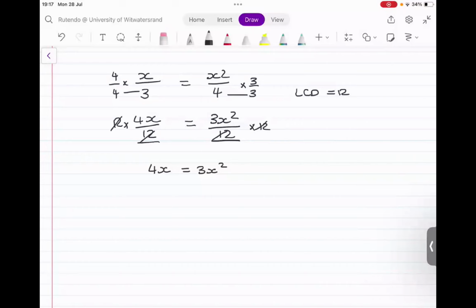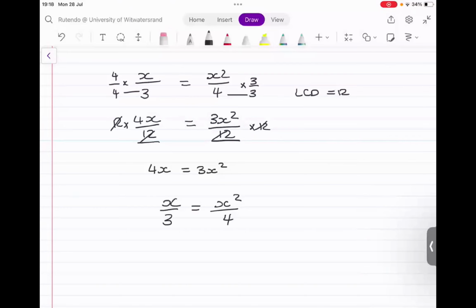Okay, I see Bui said no. I don't know how else to explain it. Okay, I can just give you a rule. x over 3 equals x squared over 4.